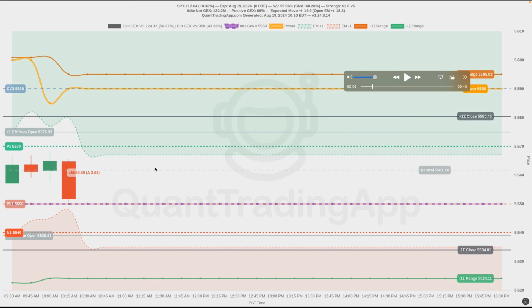This is now 1020. Market pulls in. Where do we pull into? This is the strike price of the highest put volume. It's also our absolute gamma strike. You guys know these gamma levels tend to act as key support and resistance levels.